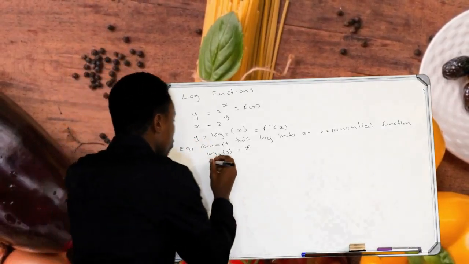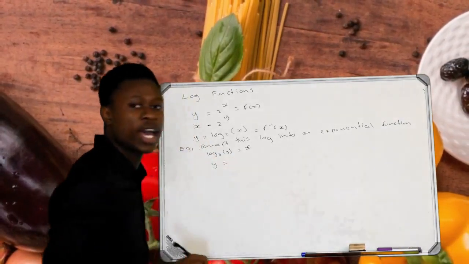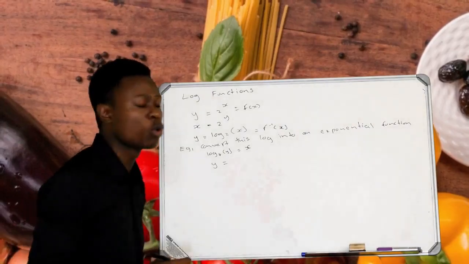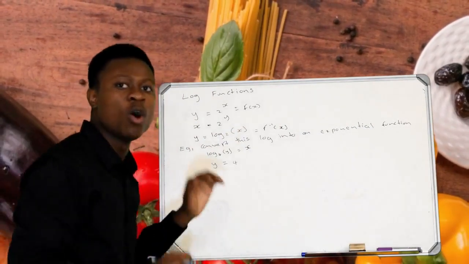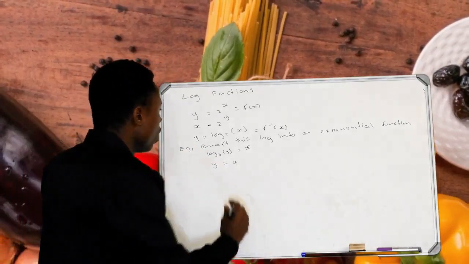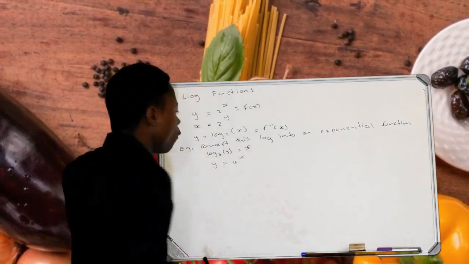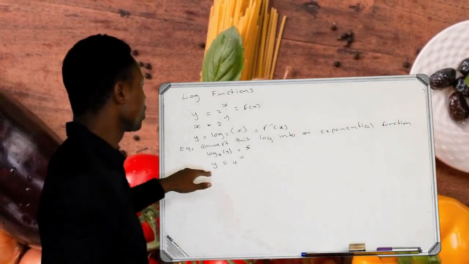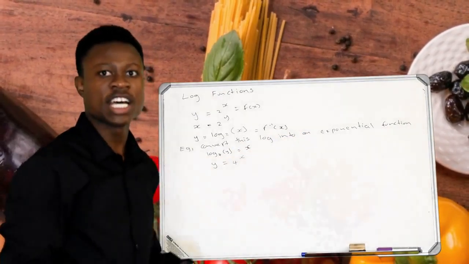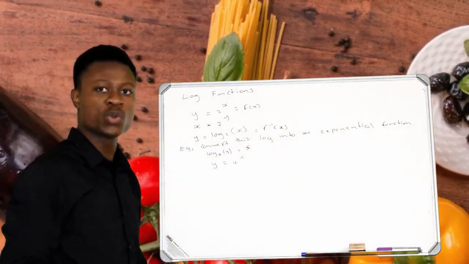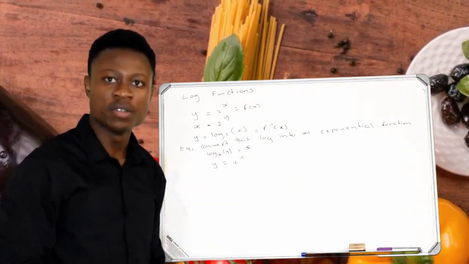So I know that it's going to be y is equal to, and the base of my exponent would be 4. And 4 is to the power of what? What's on the other side, which is the x, which is why it's 4 to the power of x, which is the exponential function of that log function. That's how I turn that log function into an exponential function.